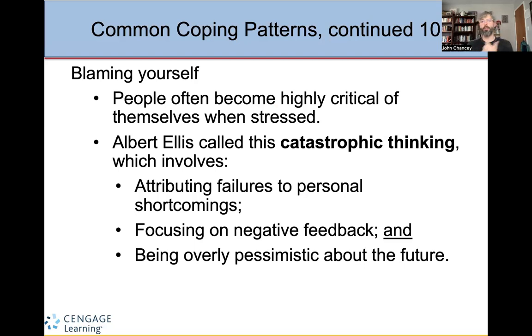Albert Ellis, one of the pioneers of cognitive therapy, talked about catastrophic thinking, always looking at the worst of ourselves and the situation, focusing on the negative side of things, being pessimistic as opposed to optimistic. These are potential areas that can lead to distress, dysfunction, and even disorder in terms of anxiety, depression, and things like that.